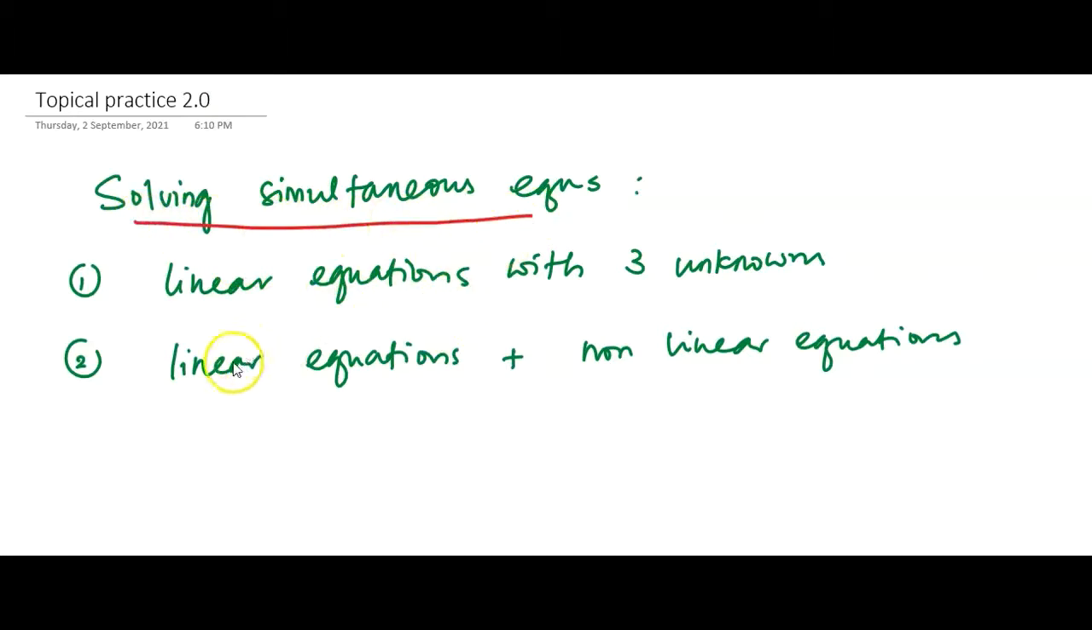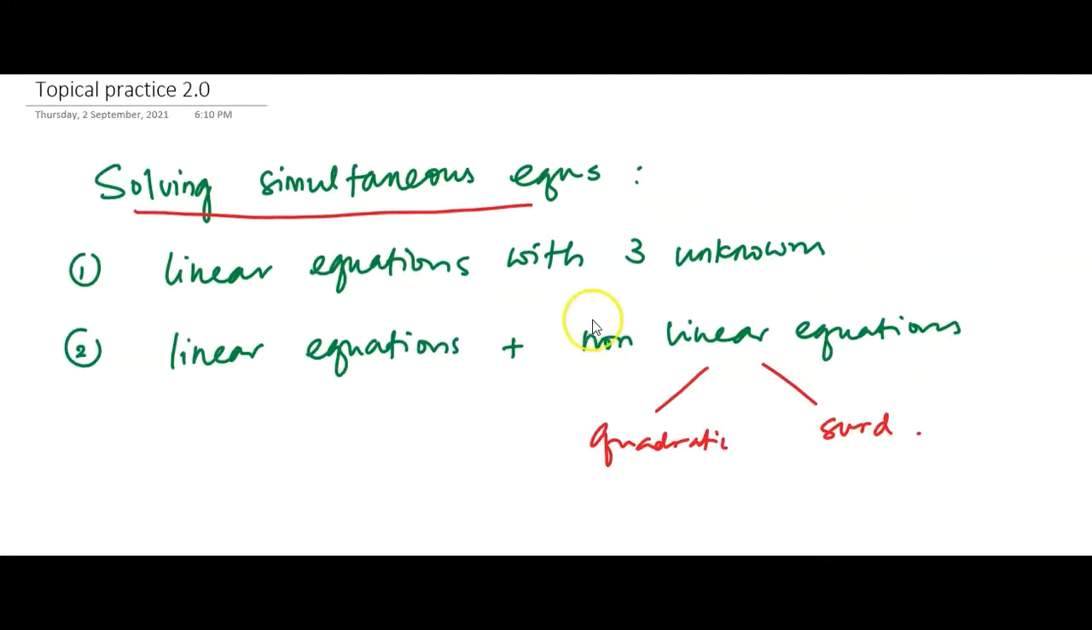In this video, I'm going to share some examples on solving linear equations with three unknowns, and also we will look at examples on simultaneous equations which involve linear equations and non-linear equations. A non-linear equation might be quadratic, or it might be an equation involving a surd. All right, so let's look at the first example.